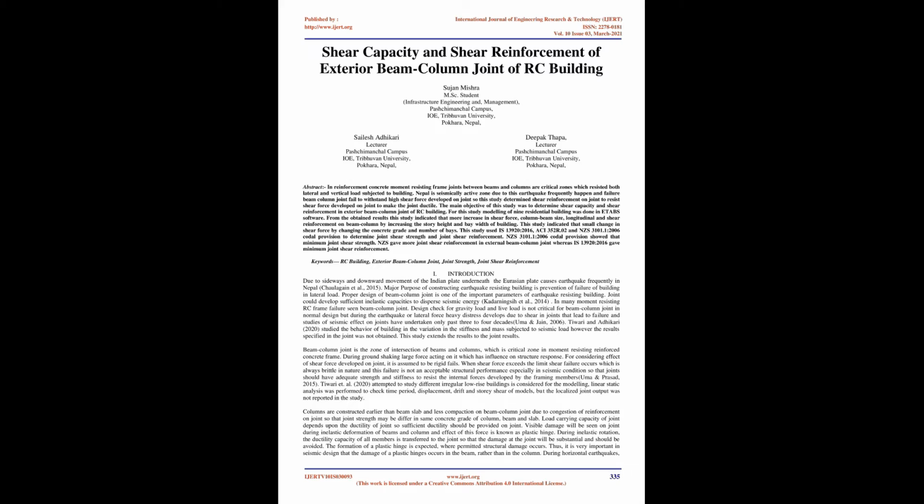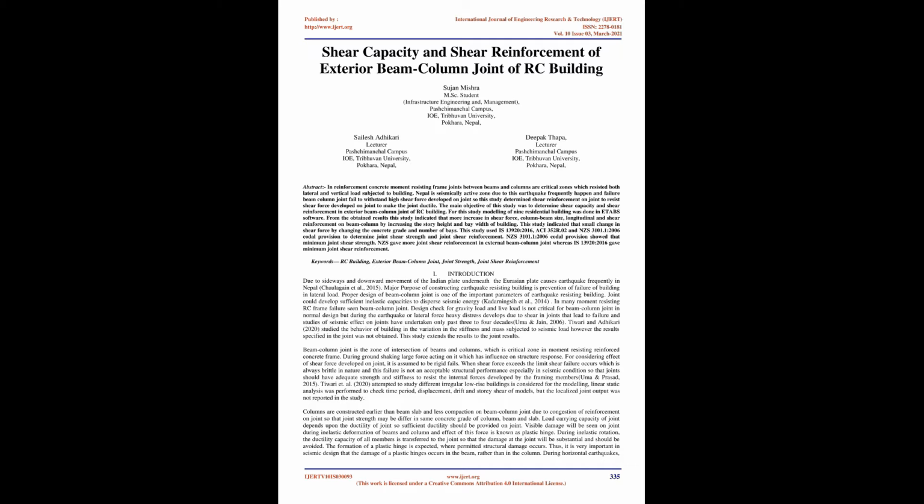The NZS 3101.1:2006 codal provision showed the minimum joint shear strength. NZS gave more joint shear reinforcement in external beam column joint, whereas IS 13920:2016 gave minimum joint shear reinforcement. Keywords: RC building, exterior beam column joint, joint strength, joint shear reinforcement.